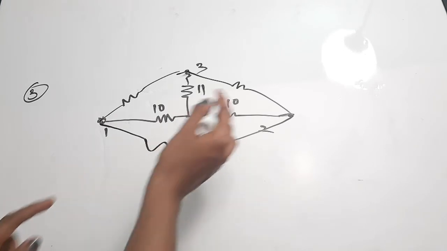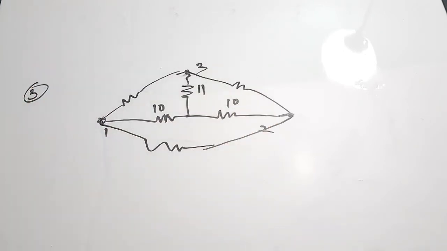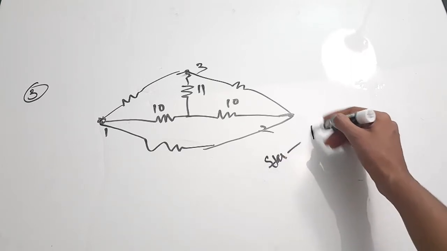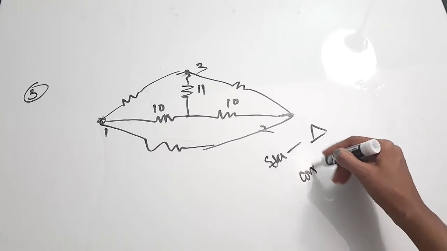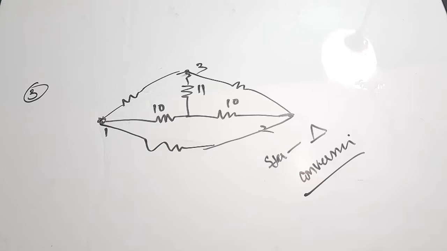So the inner one is a star. The outer one is called the delta, right? Now how to form the delta from the star? That is called star to delta conversion. I was receiving requests to do a video on how to perform star to delta conversion, so I'm including that question in this mock test series.